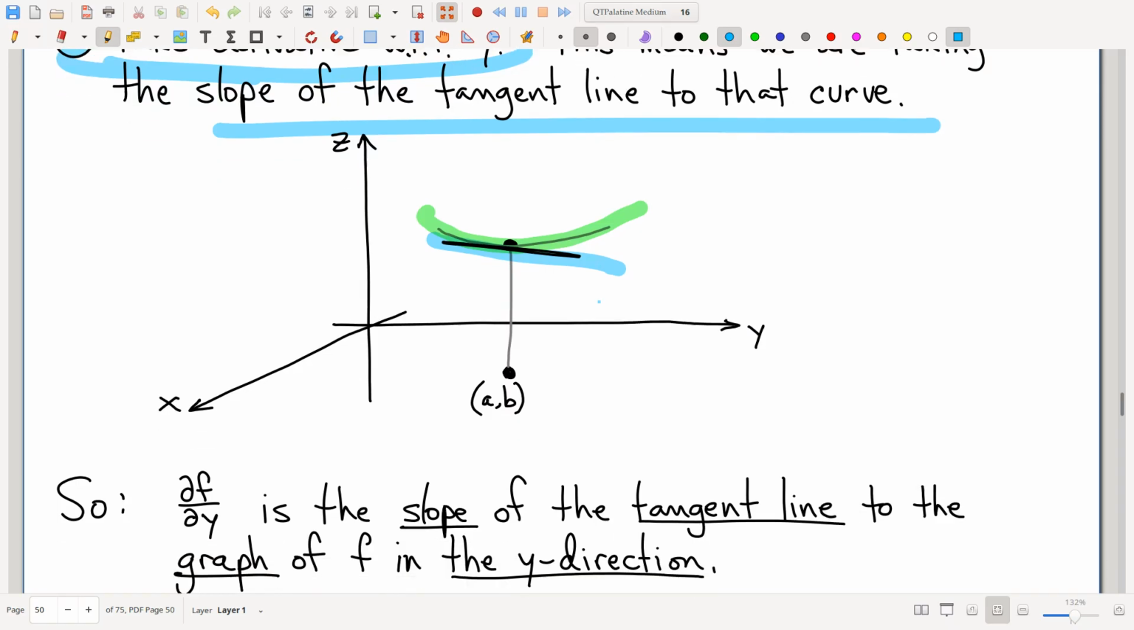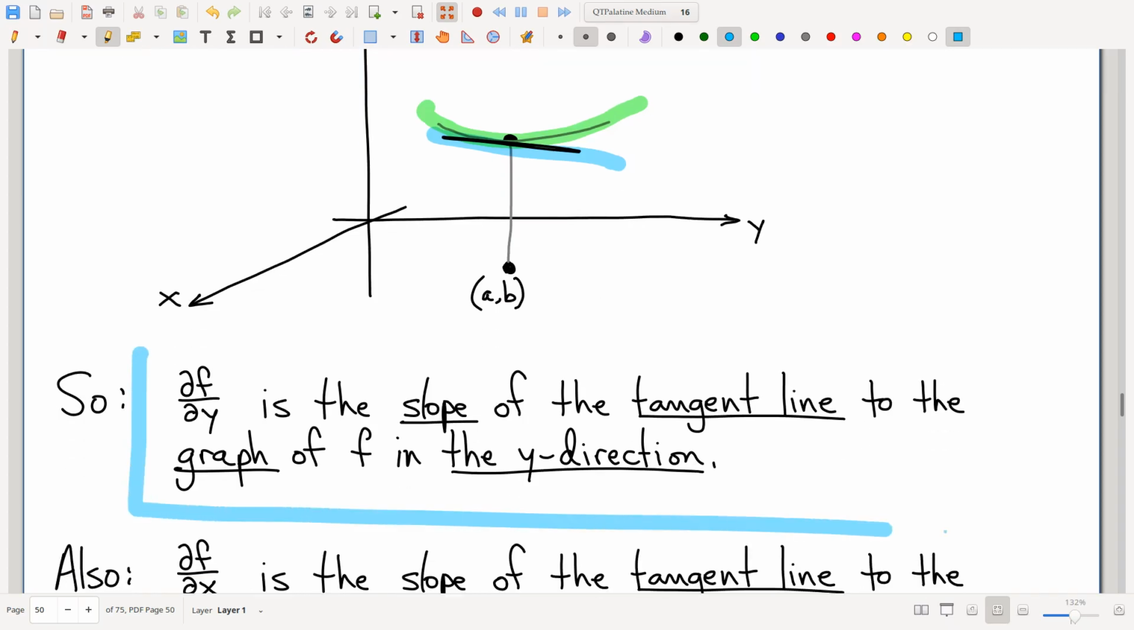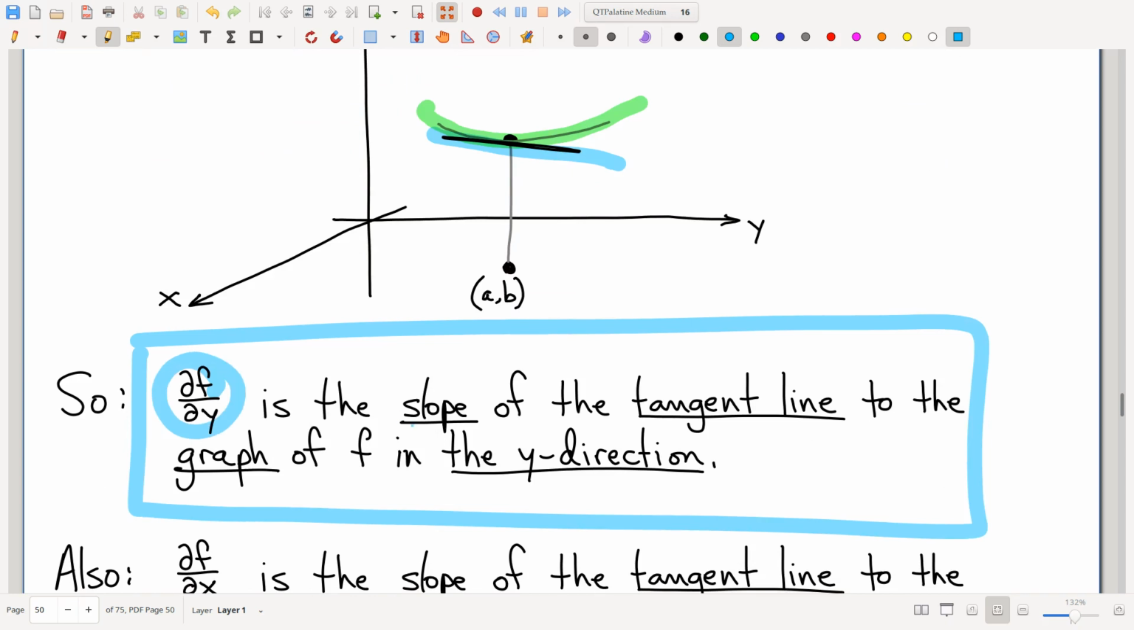Let me write that all down here. Here's the takeaway. Partial derivative is the slope of the tangent line. All that sounds familiar, right? I mean, flashbacks to Calc 1, right? Slope of the tangent line. Oh my God, it's exactly the same thing.